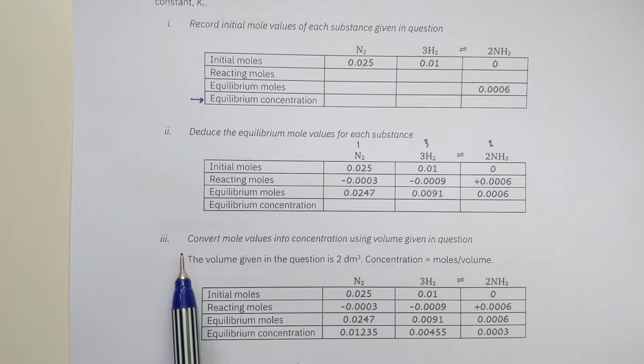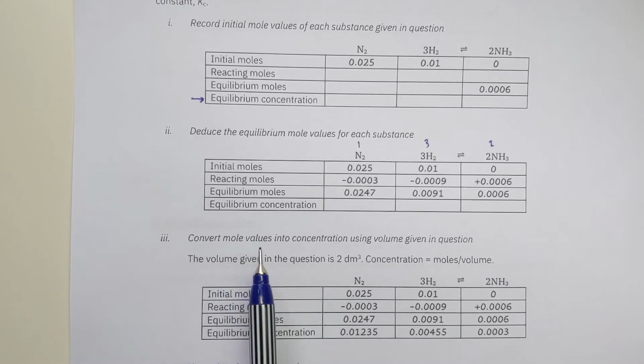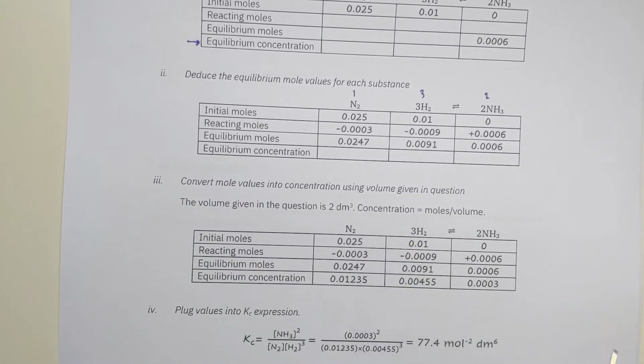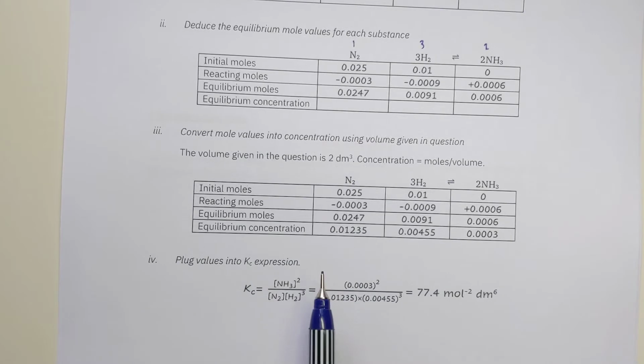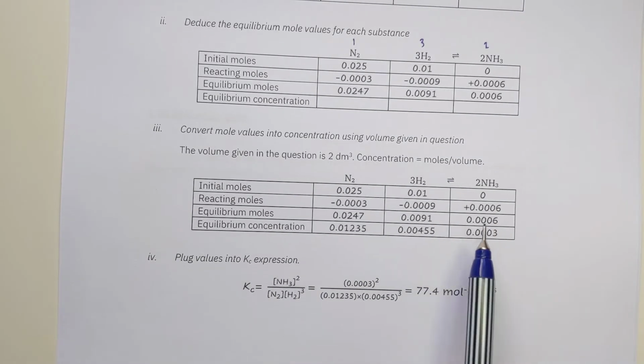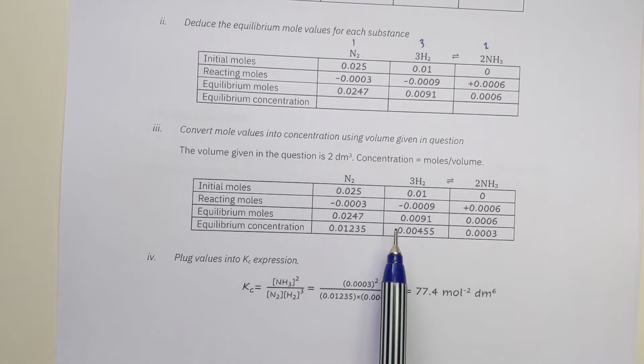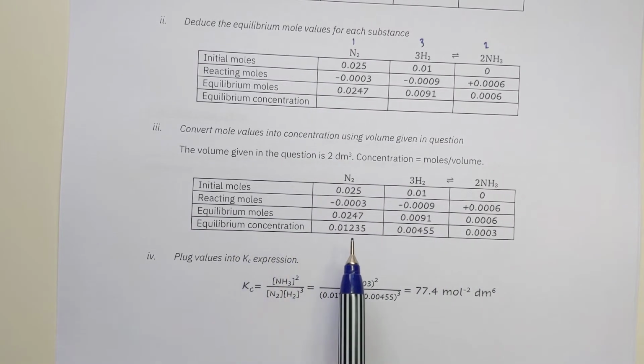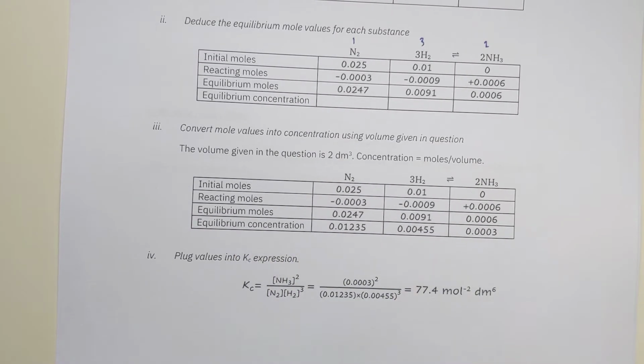Not too tricky to do that, that's step 3. Convert mole values into concentration using the volume given in the question. The volume is 2 decimeters cubed. Just use the equation we've used before: concentration is number of moles divided by volume. So I'm taking these moles values from this row, dividing them all by 2, and that just goes into the last column. That's the equilibrium concentration of each one here.